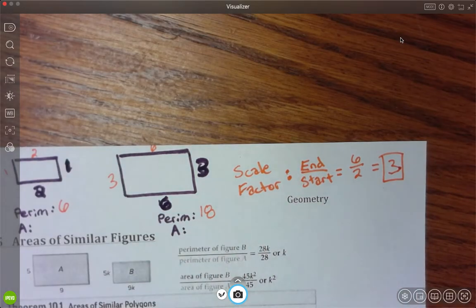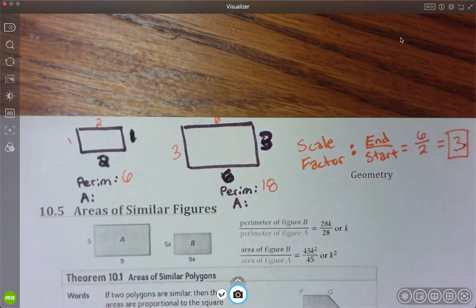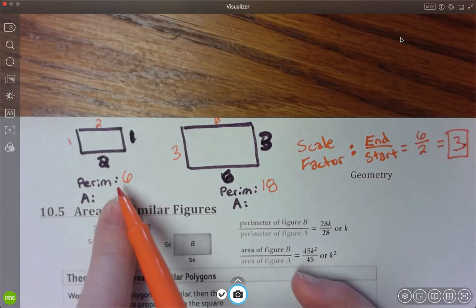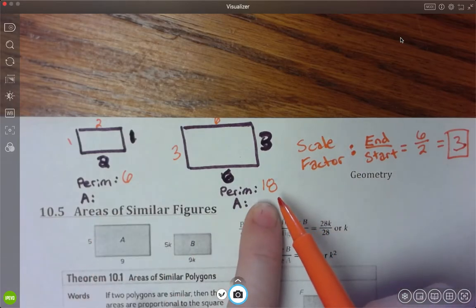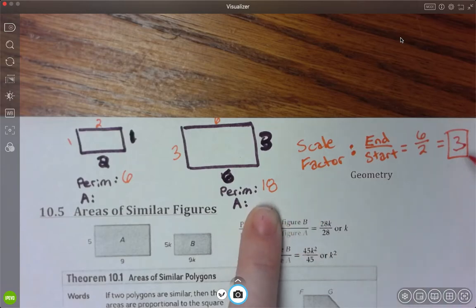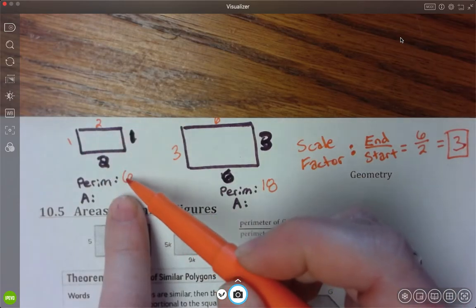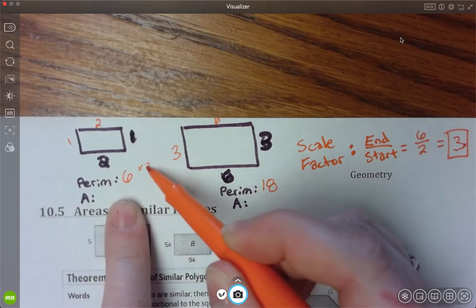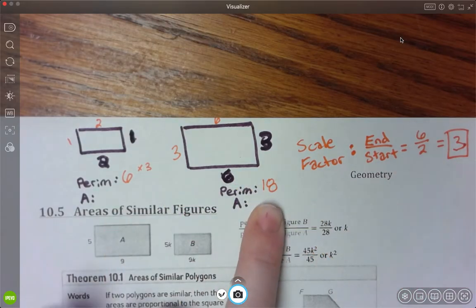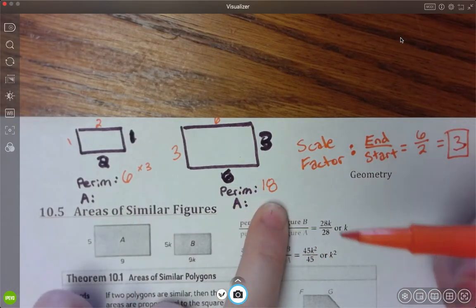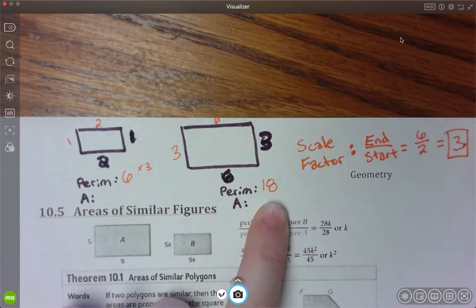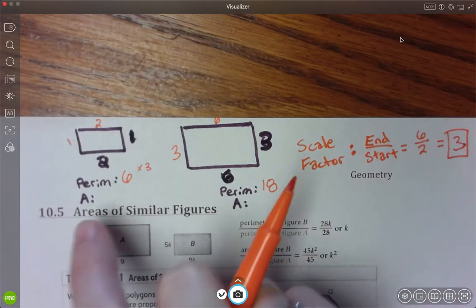So when you're dealing with perimeter, we found the perimeter over here, which was 6, and the perimeter over here, which was 18. My scale factor is 3. So all I have to do is multiply the perimeter by 3 to get my new perimeter. 6 is my starting, and I multiply by 3 to get the 18, okay? But now let's look at a different scenario. Let's look at area instead.